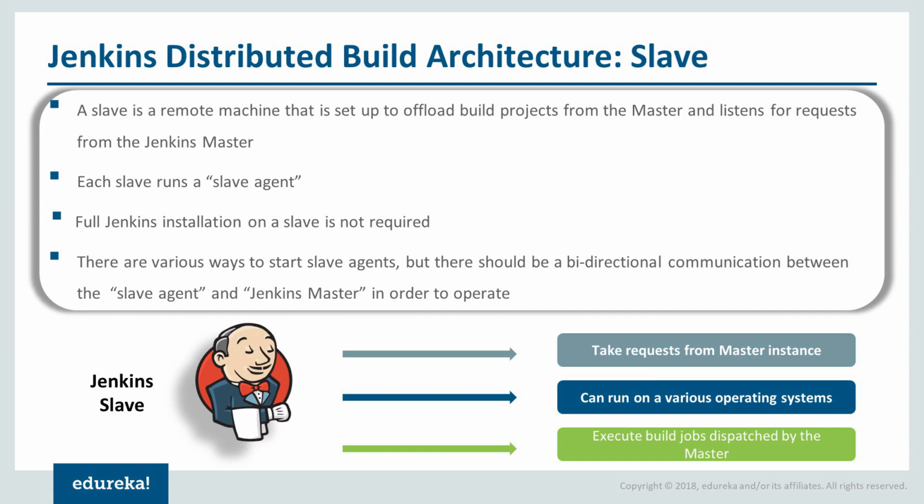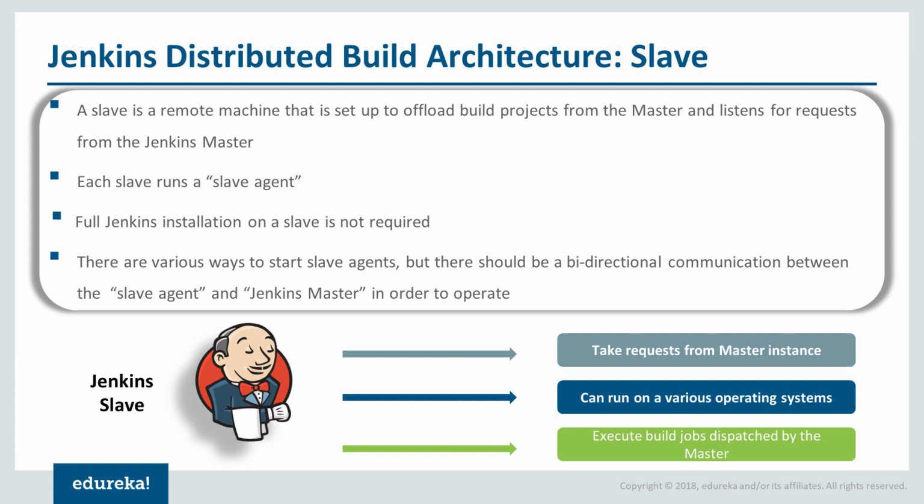So slave. A slave is basically a remote machine that is set up to offload build projects from the master, and it listens for requests from the Jenkins master. Each slave runs a slave agent. Now we have different ways of configuring a slave. We will take a look at some of them at least.